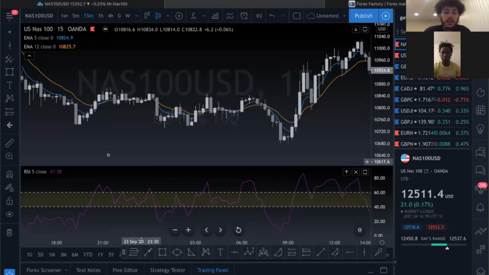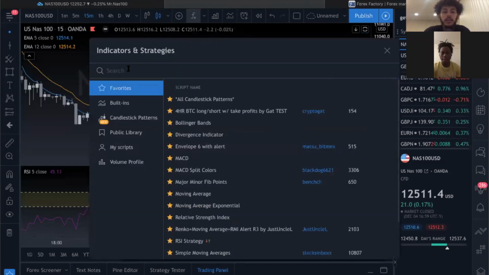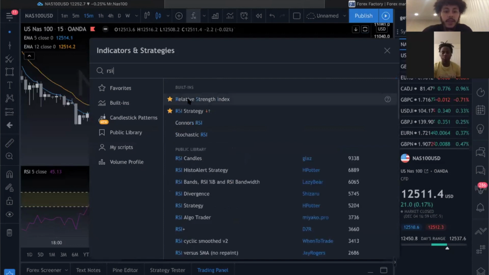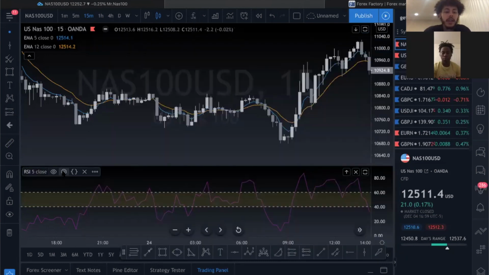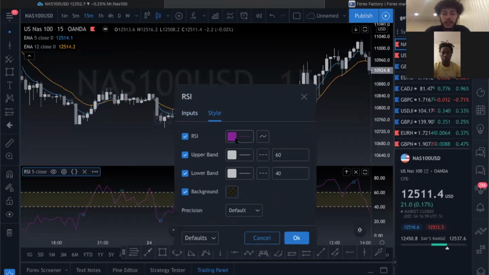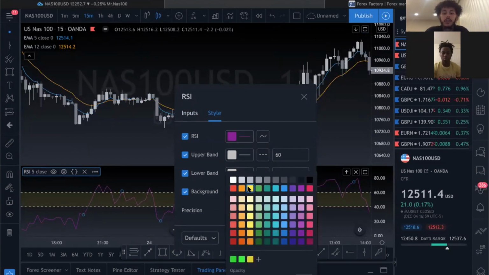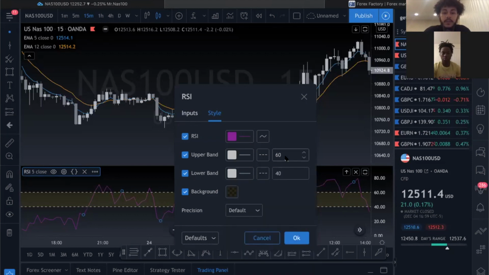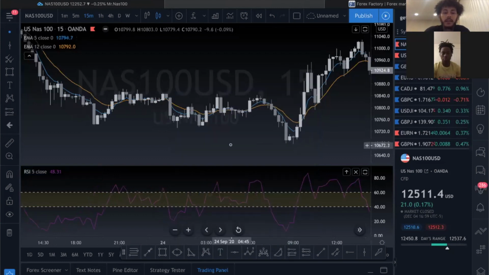I'm gonna go ahead and get the RSI out. What I do is go right here and type in RSI, and then it should say relative strength index. If it doesn't come up, just type in relative strength index. Click that one time, and just go to the settings icon. Change the inputs to 5, just like the first EMA, and then go to the style. You can make your colors however you want, but for the background, because this is the golden strategy, y'all gotta use this golden color. For the upper band, you want 60, and the lower band, you want 40, just like that. Simple. Press OK.